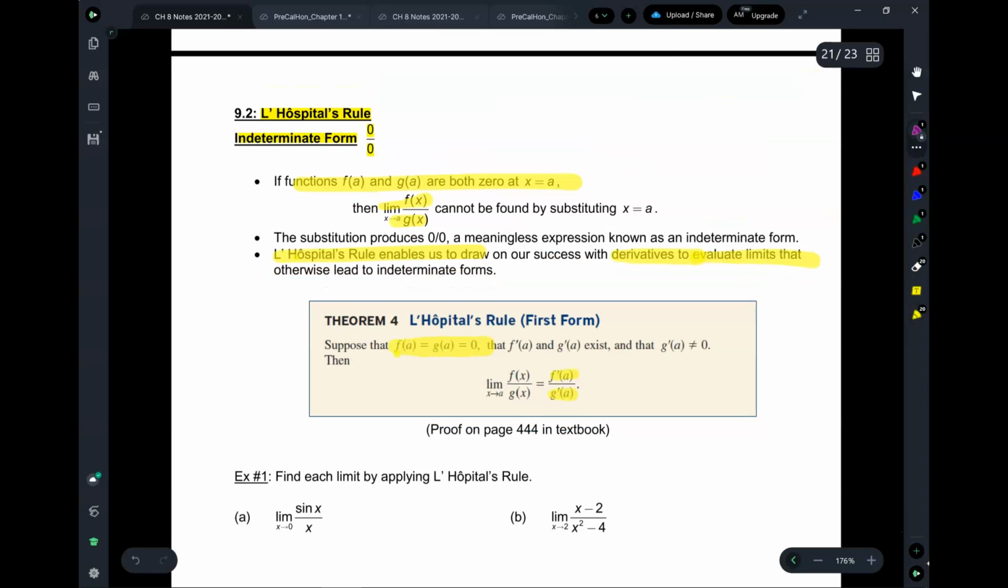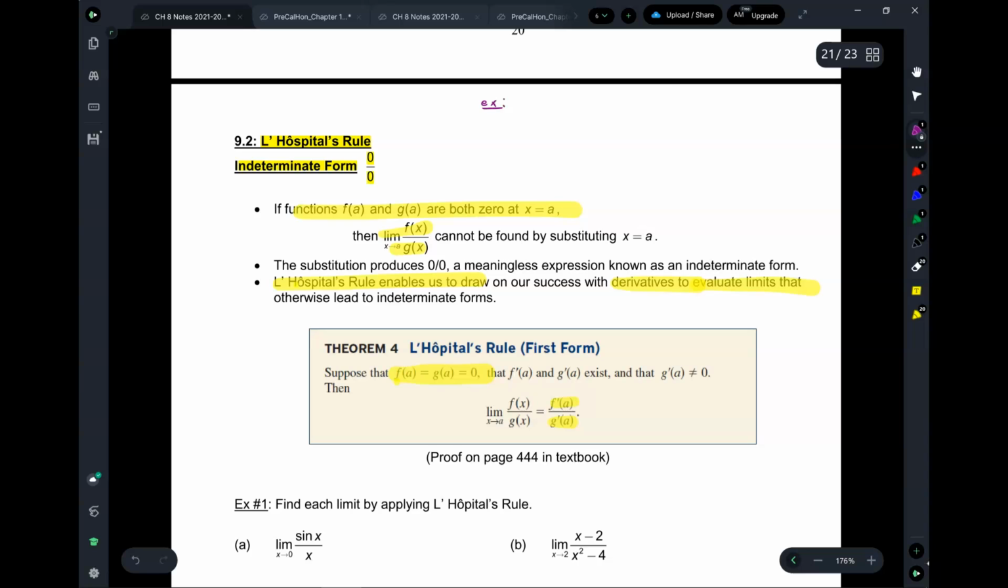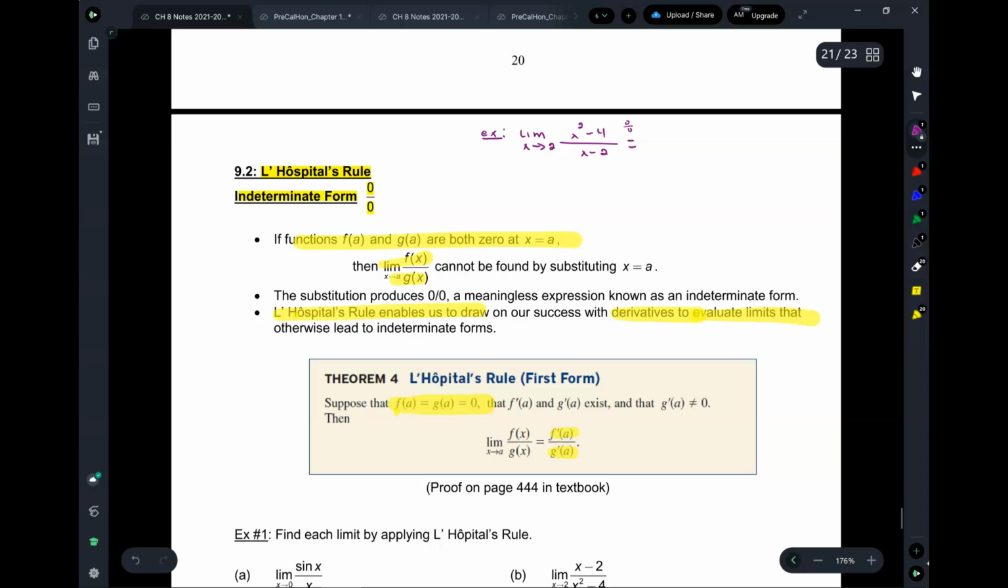Let's take a look at an example. Suppose you need to find the limit as x approaches 2 of x squared minus 4 over x minus 2. You plug in 2, you get 0/0. So what would we have to do? This is the limit as x approaches 2 of (x minus 2)(x plus 2) over (x minus 2). This goes away. This is the limit as x approaches 2 of x plus 2. So now this is equal to 4, right? That's what we had to do before.